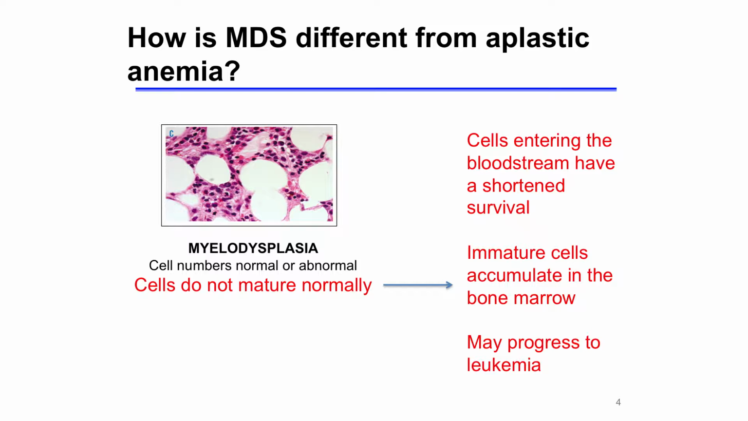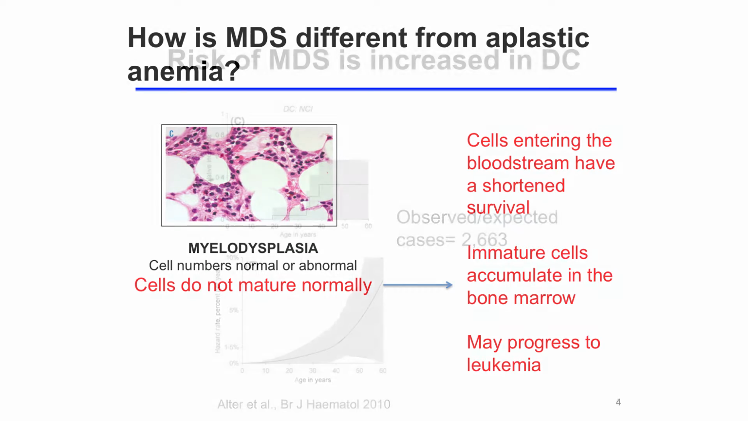But MDS is a problem that needs to be dealt with. And sometimes people talk about it as pre-leukemia. It can have cytogenetic abnormalities. And for all intents and purposes, we need to treat them as if they're very similar in many respects.